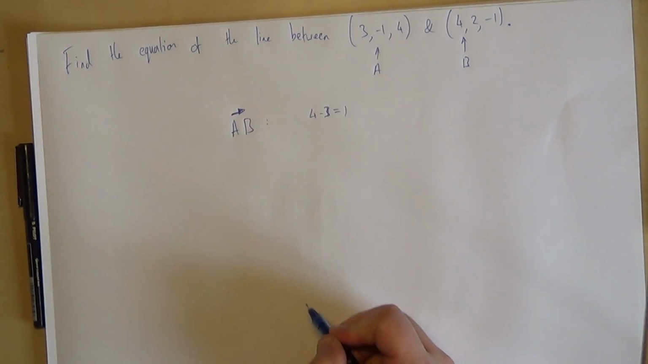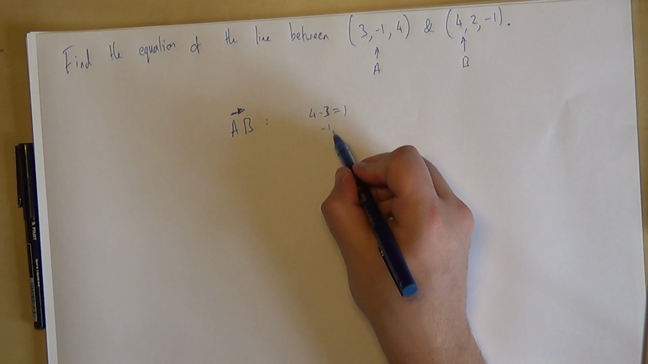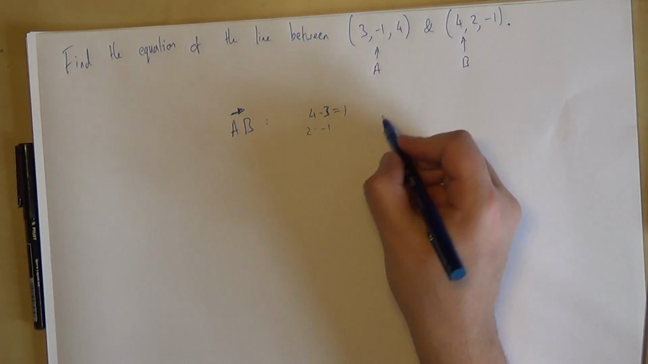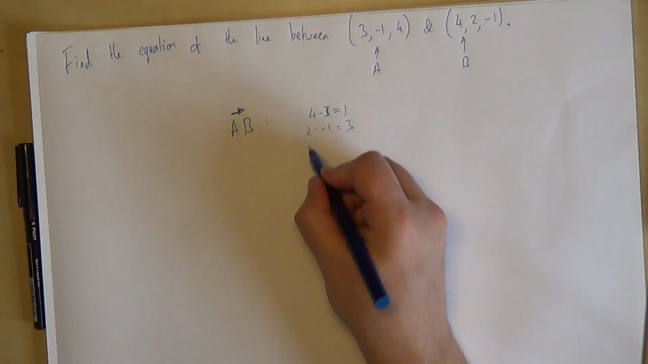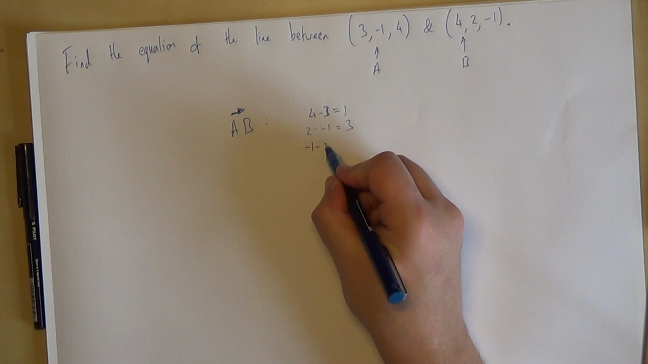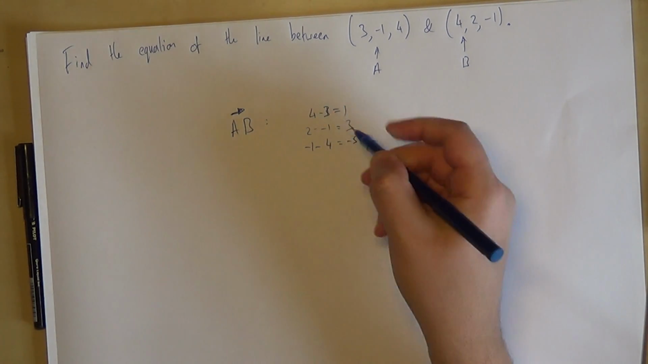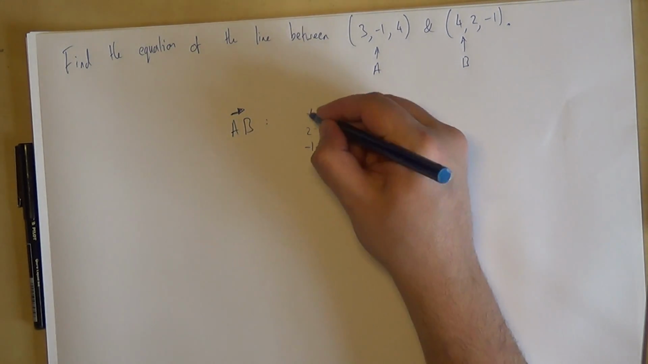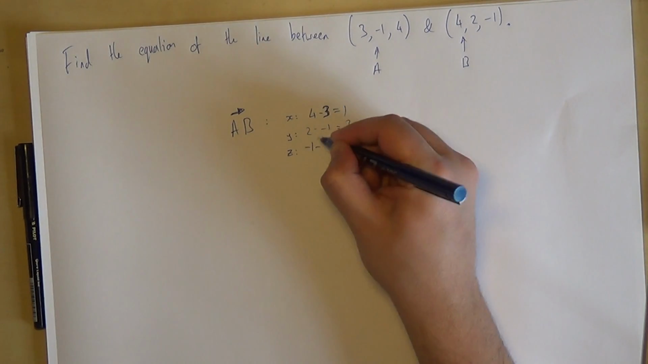3 is 1. For the y component, we go from -1 to 2, so 2 take away -1 is 3, that's a step of 3. And in the z component, we're going from 4 to -1, so -1 take away 4 is -5. So that was the x values, the y values, the z values.